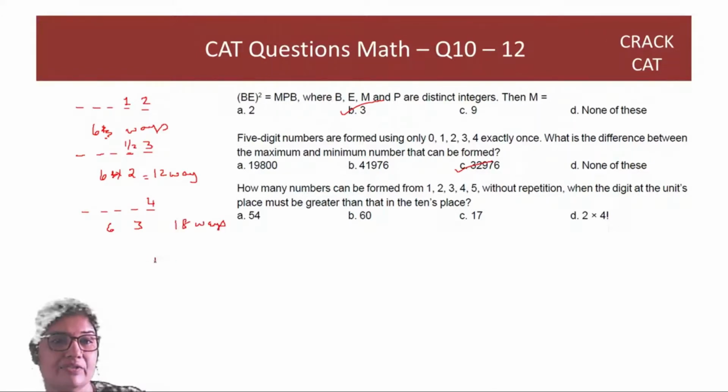And finally, what if it's 5? Then of course there are 24 ways, there's no constraint, whatever is here will be smaller than this. So 24 ways and the total hence is 60 ways. So this is one way of doing it.